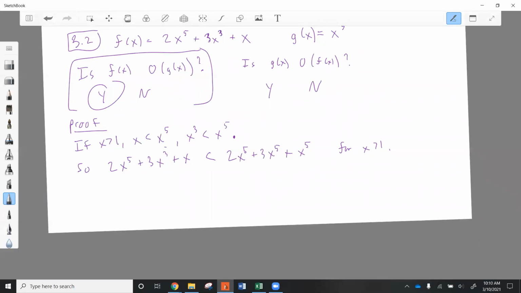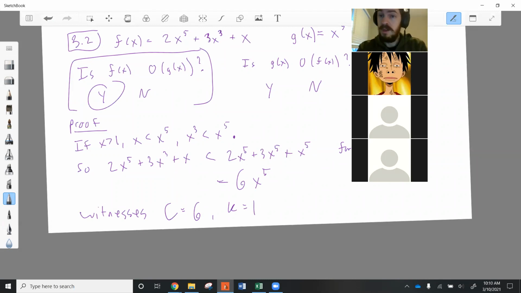And so what I just did there is I replaced these power functions all by x to the fifth, and then if you add them up, that is 2 plus 3 plus 1, it's 6x to the fifth. So what we can use as our witnesses here are c equals 6 and k equals 1. So that's one approach to doing this. It works very nicely, and it's a very easy way to show that a polynomial is big O of a power function. It works really well for comparing to a power function. If you're comparing two polynomials to each other that have multiple terms and coefficients other than 1, then this approach doesn't work quite as well.